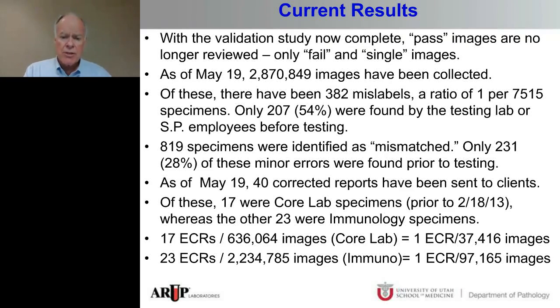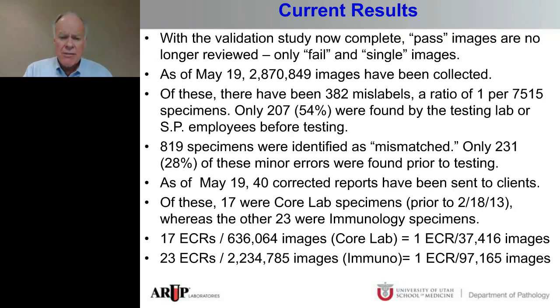So the current results on this system through last week, we've now run 2.87 million images. The mislabel ratio has dropped a bit to 1 in 7,500, still better than the published reports from the College of American Pathologists. But of those 382 mislabels, about 54%, 207, were found prior to testing.